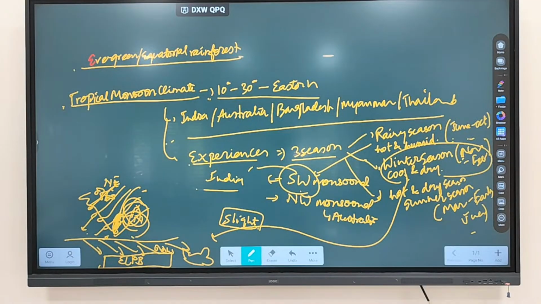Fine. Any doubt regarding this particular thing? So the tropical monsoon type of climate experiences how many seasons? They experience 3 major seasons. What are the 3 major seasons? The rainy season, hot and humid season; the winter season, cool and dry season; and the third is the hot and dry season. Fine.